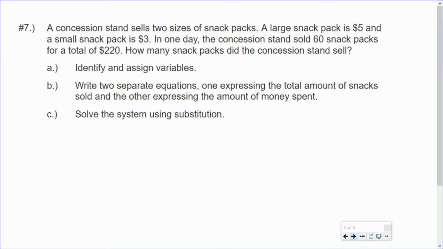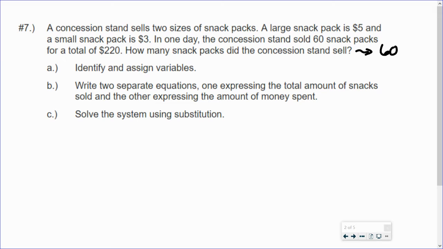A concession stand sells two sizes of snack packs. A large snack pack is $5 and a small snack pack is $3. In one day, the concession stand sold 60 snack packs for a total of $220. How many snack packs did the concession stand sell? Well, unfortunately, this question's just asking how many. Well, it sold 60. It tells us that. The question's asking us for how many of each type did I sell.